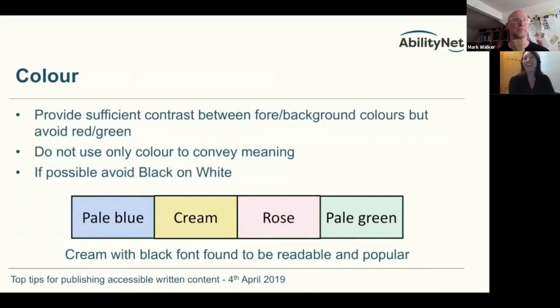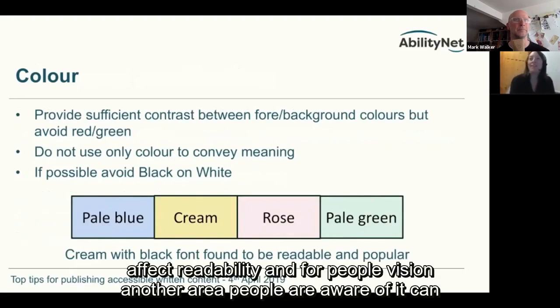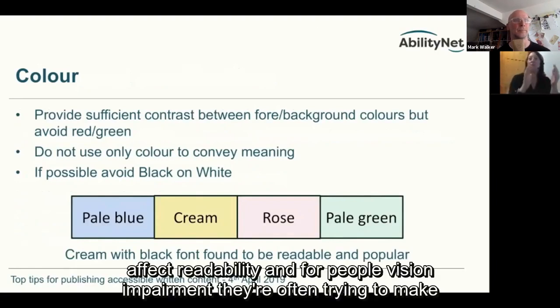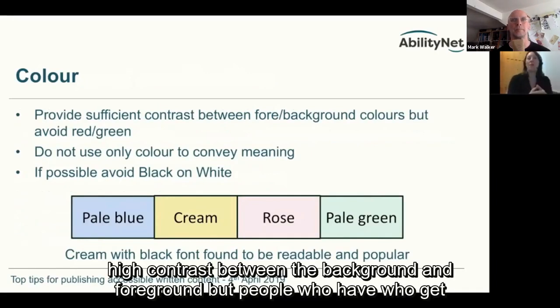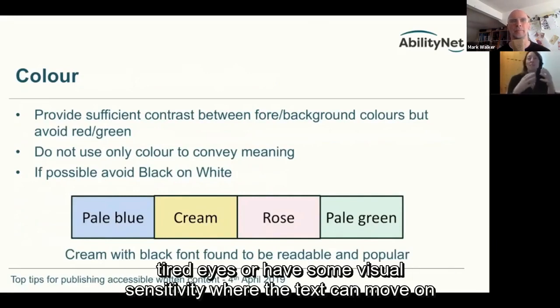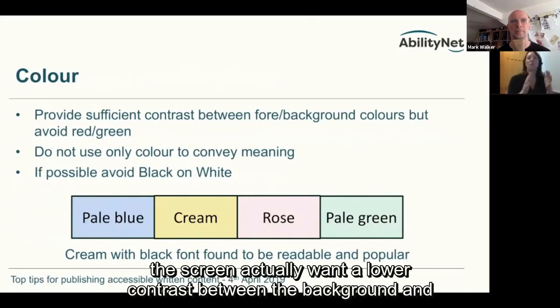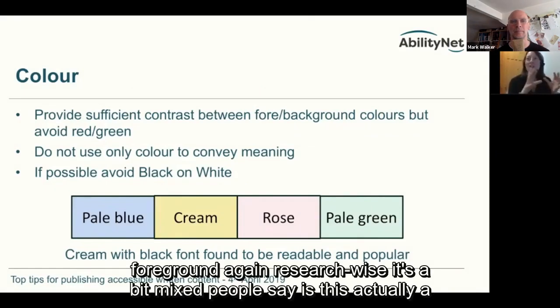Colours. Now, colours is another area people are aware of. It can affect readability. And for people with visual impairment, they're often trying to make high contrast between the background and foreground. But people who get tired eyes or have some visual sensitivity, where the text can move on the screen, actually want a lower contrast between the background and foreground. Again, research-wise, it's a bit mixed. People say, is this actually a true factor?